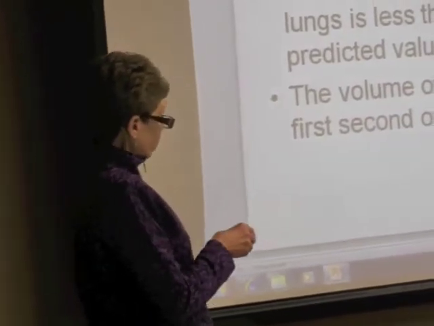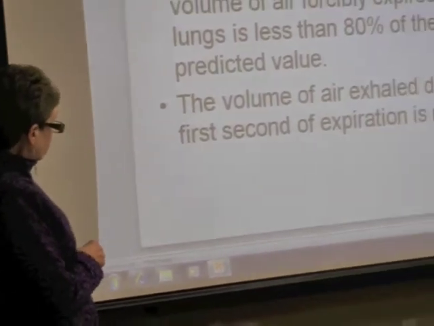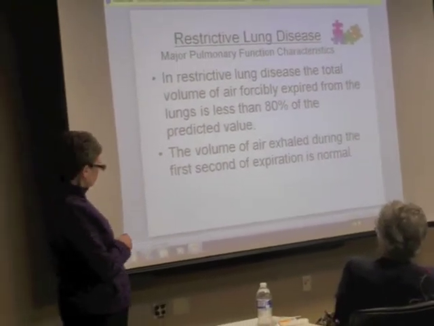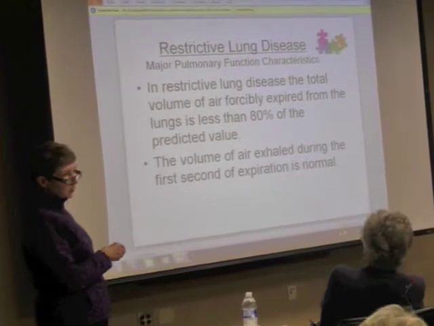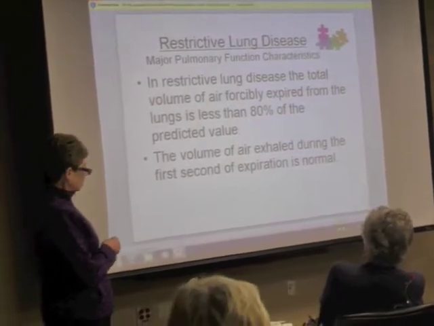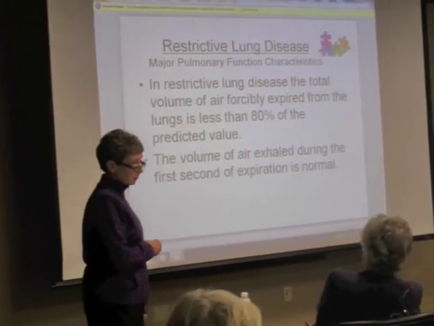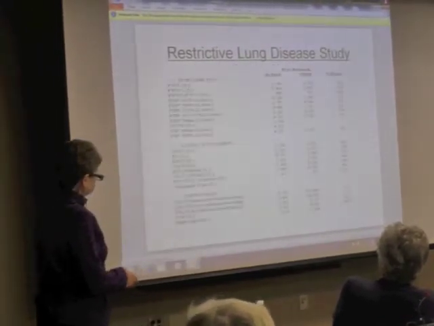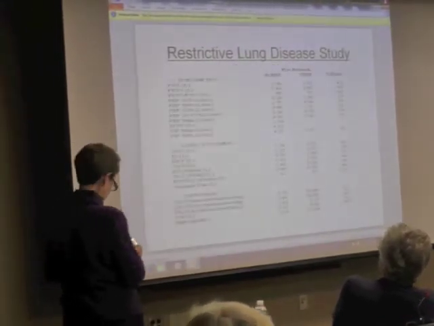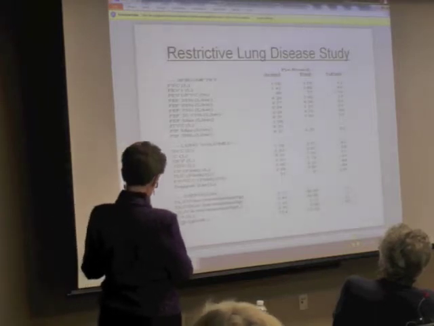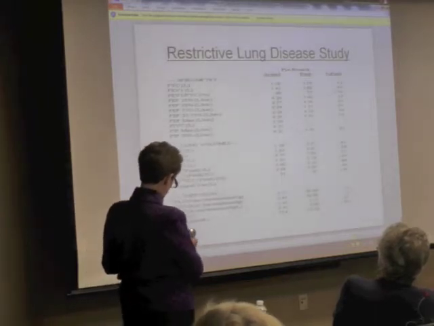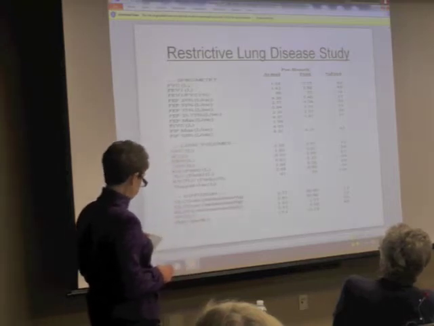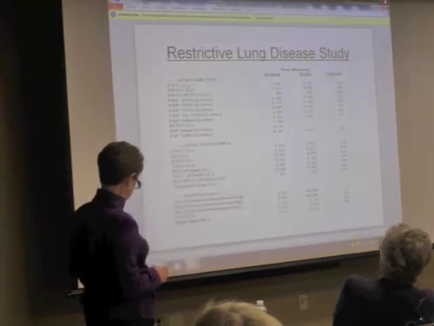The total volume of air that you get out of the lungs is less than 80%. The lungs are smaller than you would predict them to be. You get the air out quickly, but you just don't have much air to blow out. And this is a patient with restrictive lung disease, a 66-year-old black man with interstitial lung disease as a result of having a connective tissue disorder.